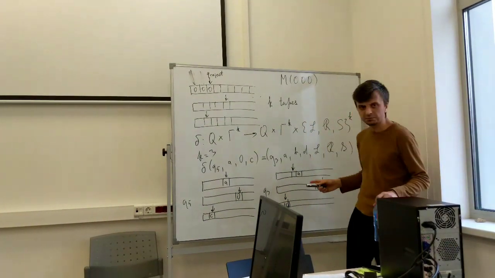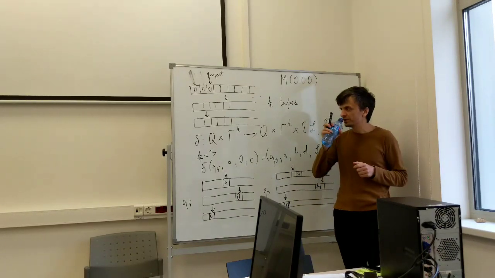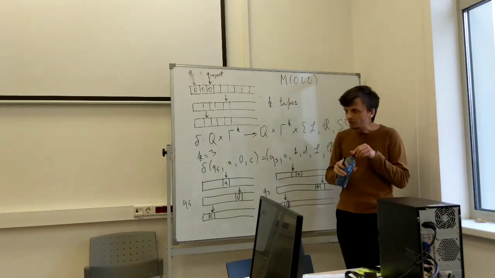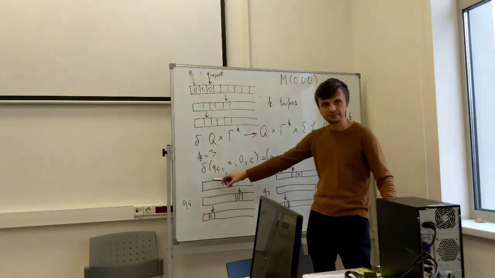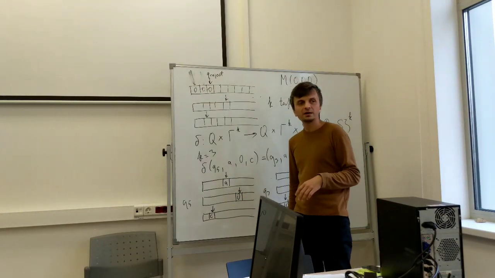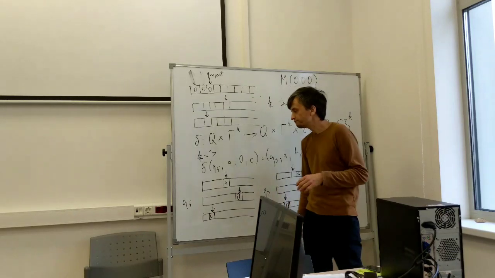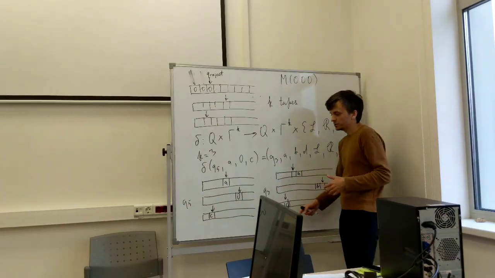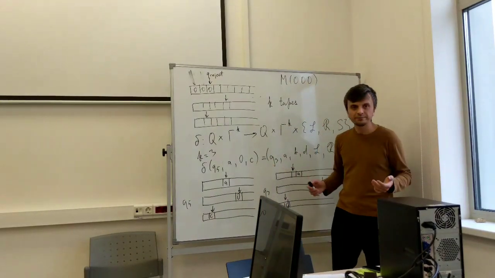So this is a multi-tape machine. How does it compute? It starts its computation with the input word written on the first tape. The other tapes are empty, and the heads look at the first cell everywhere. And then they can use these as additional memory.